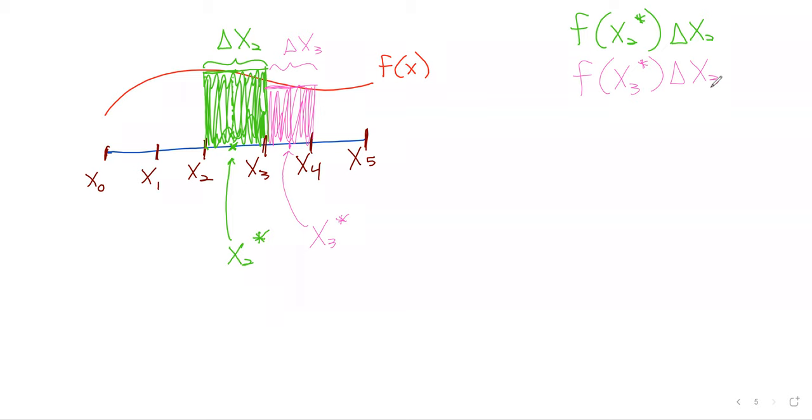Is it obvious to everyone, by the way? I mean, the base is just what I've decided to name the base. But is it obvious where this height is coming from? It's because this is y equals zero, and this is y equals f of x. So we're starting at zero and going up to f of x. So the height, this function is providing the height. We start at zero, we go up to f of x sub 3 star.